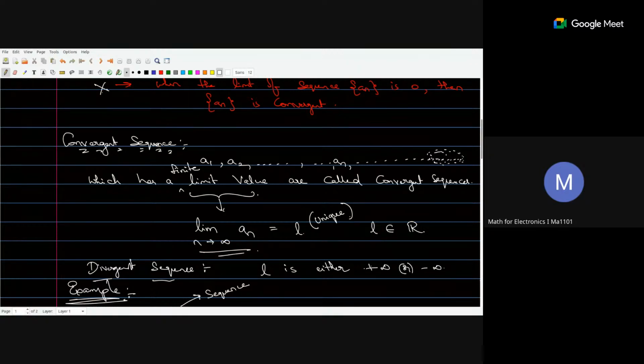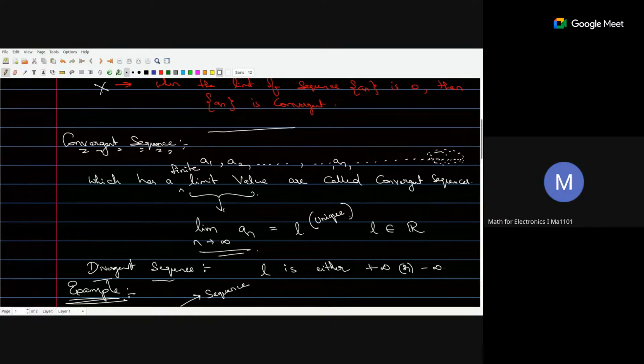If that L is equal to plus infinity or minus infinity, then it is a divergent sequence. Sir, you said that L belongs to R, all real values, and real values consist of infinity to minus infinity. Between that, in between. Plus infinity and minus infinity are not real numbers. Okay, sir. Thank you for the clarification.